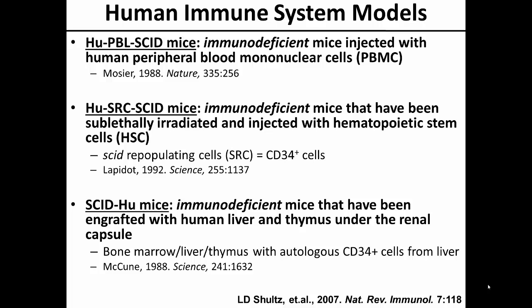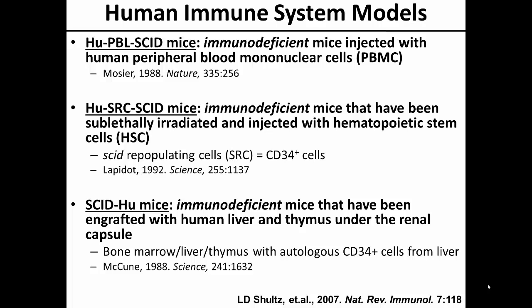The final model really started out as the SCID-Hu mouse, developed by Irv Weissman, Mike McCune, and Lenny Shultz. In this model, these are immunodeficient mice that have been engrafted with human liver and thymus under the renal capsule. When you do this, you actually grow a functional human thymus under that kidney capsule that can educate T cells. The problem with the base SCID-Hu model is it's very difficult to get robust peripheral engraftment of human immune cells with only that thymic organoid growing there.